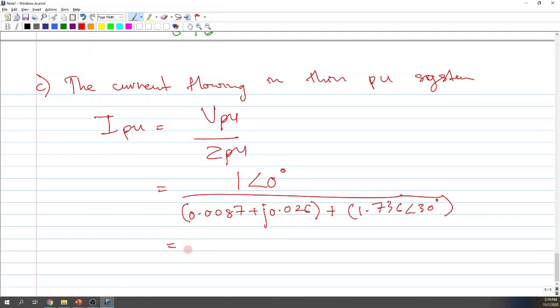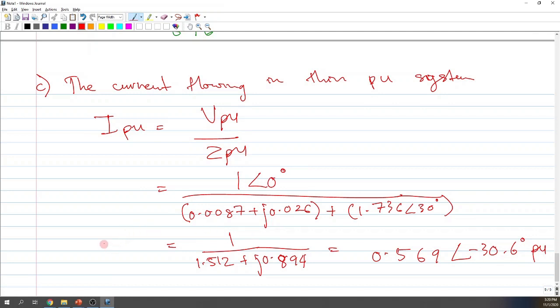Okay, and then kita dapat 1 over 1.512 plus J0.894, okay, equal to 0.569. Dia punya phase angle adalah minus 30.6 PU. Okay, so ini adalah I PU. So baru kita dapat ni adalah I PU dia.